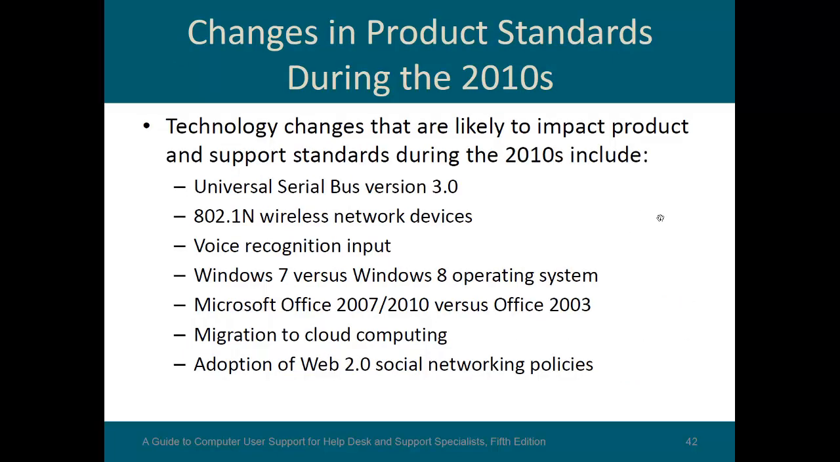Technology changes that are likely to impact products and support standards during this decade. Universal Serial Bus 3.0 has been released and is becoming more widely adopted. 802.11n has been something that a lot of companies are using instead of G, and of course even N is now going to be replaced by AC. Voice recognition input is a big deal, especially with ADA compliance. You have to decide Windows 7 versus 8, Microsoft Office 2007, 2010, and of course now 2012, and Cloud Office 365 versus some of the older versions. Adoption of Web 2.0 social networking policies, so people aren't wasting their time doing that all day long.